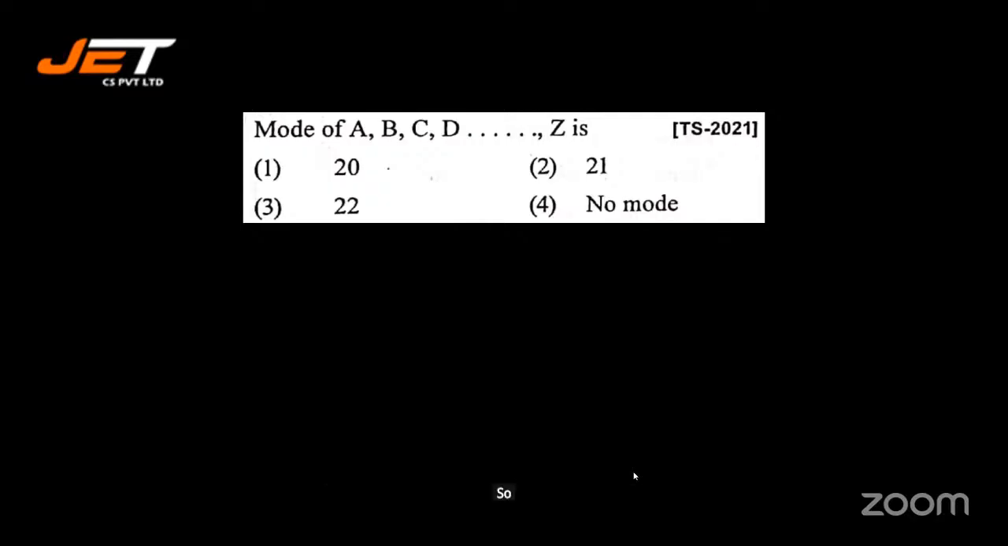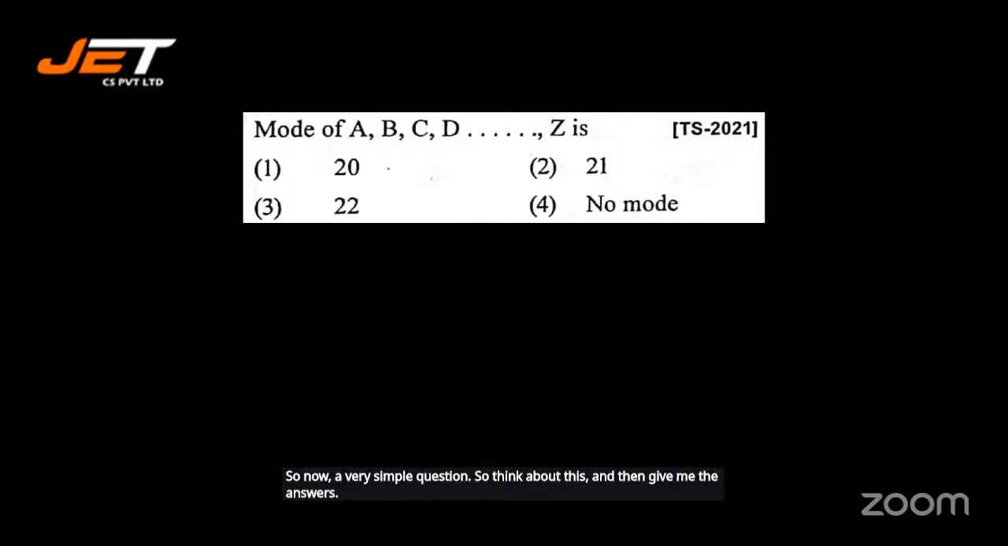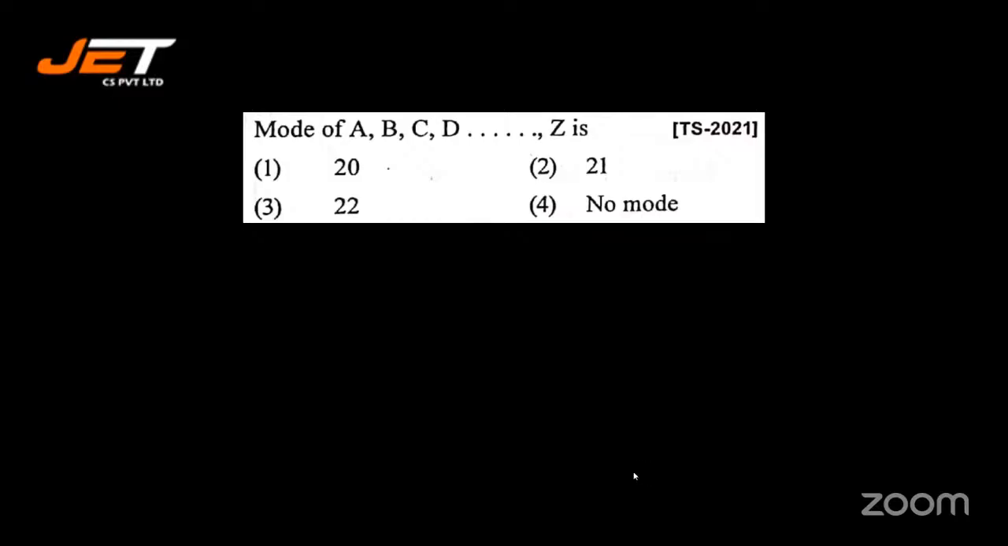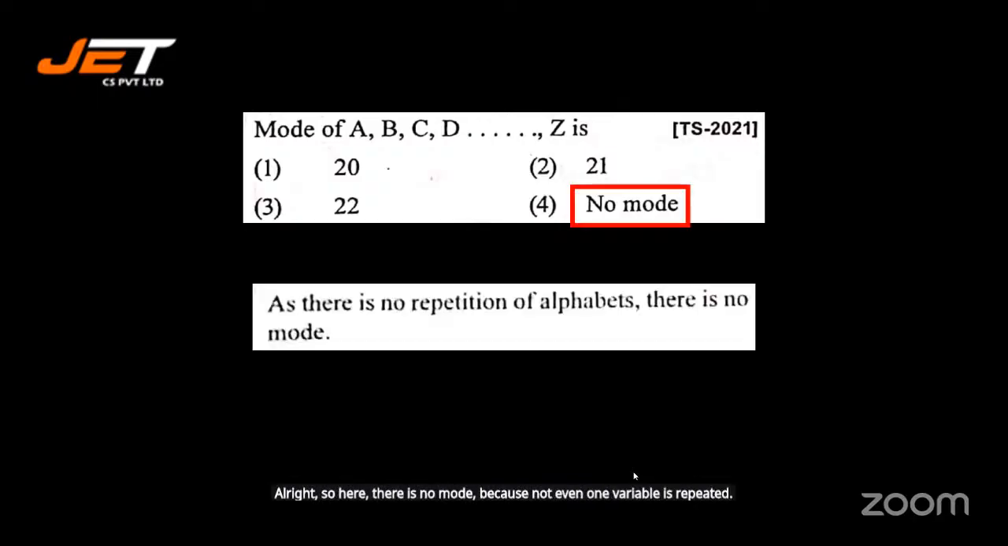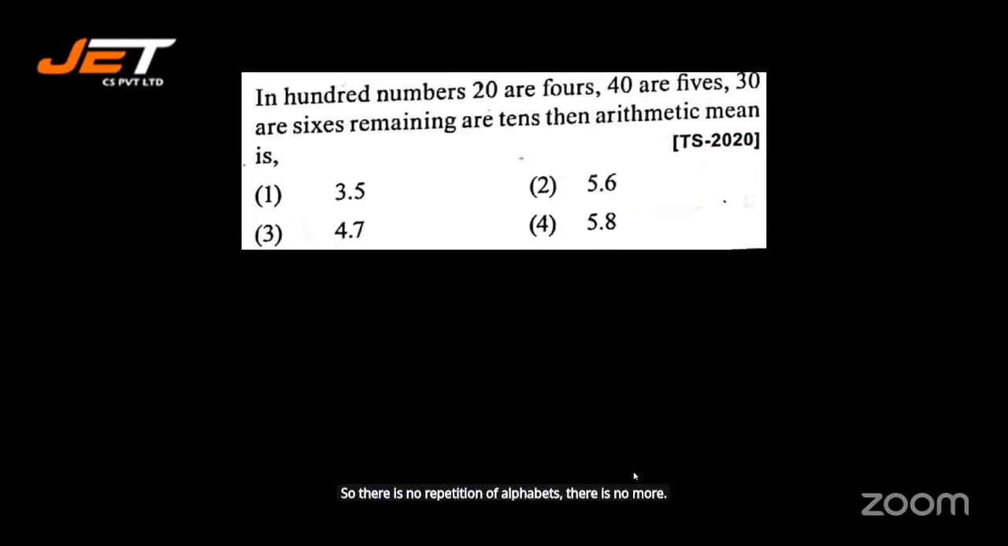So now a very simple question. So think about this and then give me the answers. Think whether do we have mode, by the way. All right, so here there is no mode because not even one variable is repeated. So there is no repetition of alphabets, there is no mode. All right, now see the next question.